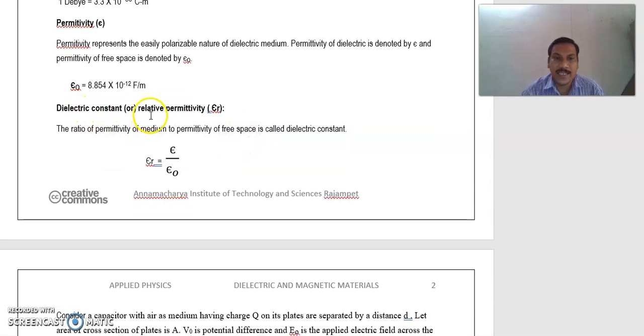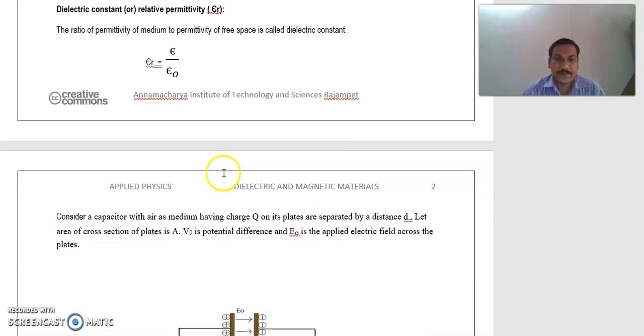Next, dielectric constant or relative permittivity. The ratio of permittivity of the medium to permittivity of free space is called the dielectric constant. Dielectric constant is denoted by epsilon r. So epsilon r is equal to epsilon by epsilon naught, where epsilon is the permittivity of the material, and epsilon naught is the permittivity of the vacuum or free space or air.